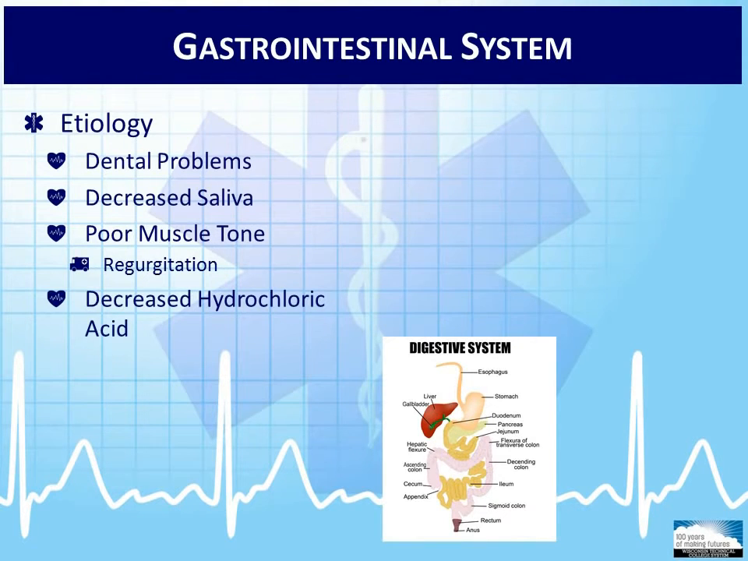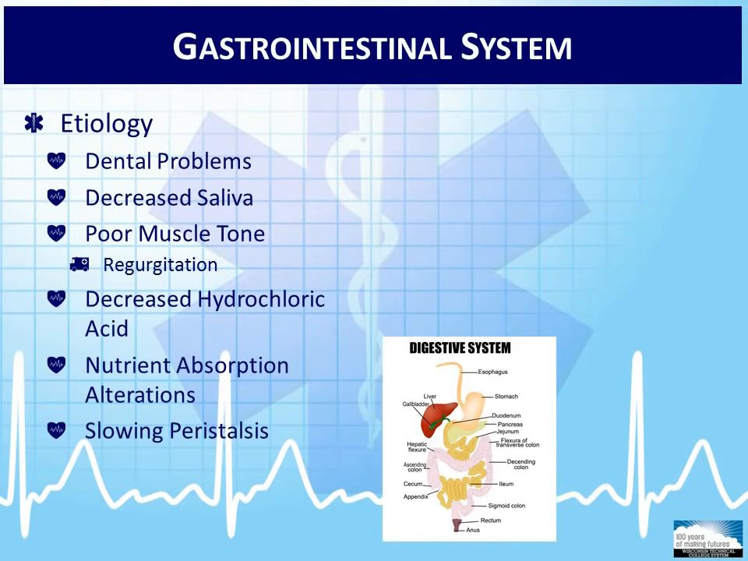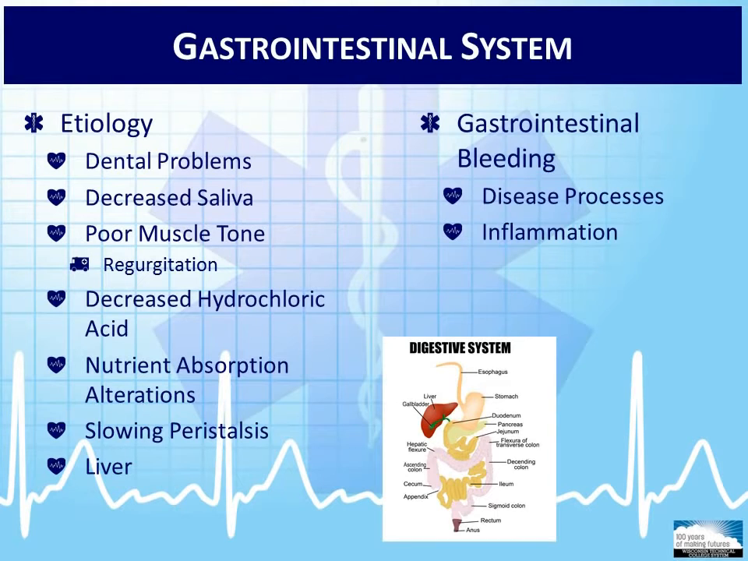Decreased hydrochloric acid in the stomach inhibits digestion. There is an alteration in the absorption of nutrients. Slowing peristalsis causes constipation, and decreased blood flow and metabolism in the liver negatively affects the detoxification of drugs and alcohol. A common gastrointestinal complaint in geriatric patients is that of gastrointestinal bleeding. Such bleeding can be caused by disease processes, inflammation, infection, or obstruction of either the upper or lower gastrointestinal tract.